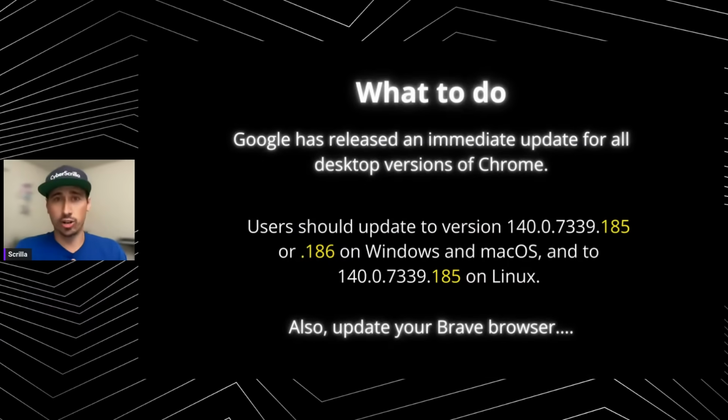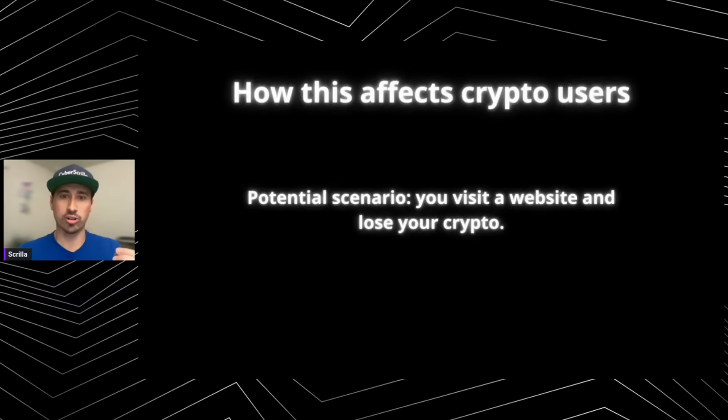So that's the solution that I just gave you. What to do: Google has released an immediate update for all desktop versions of Chrome. Users should update to version either 0.185 or 0.186 on Windows and Mac OS, and to 0.185 on Linux. Also update your Brave browser. And you should go and do this immediately, either now or after the stream.